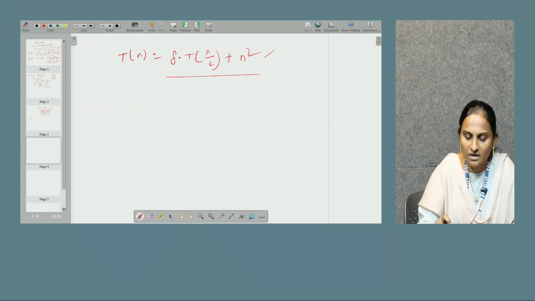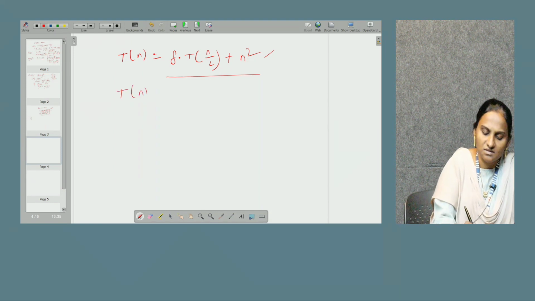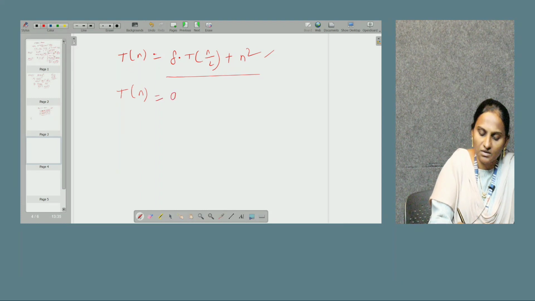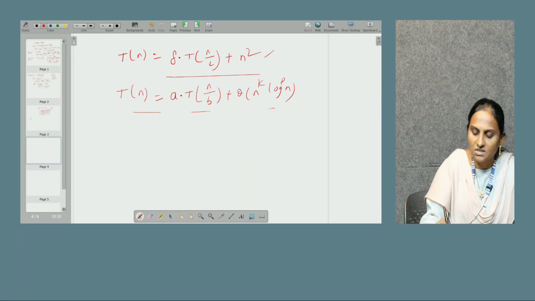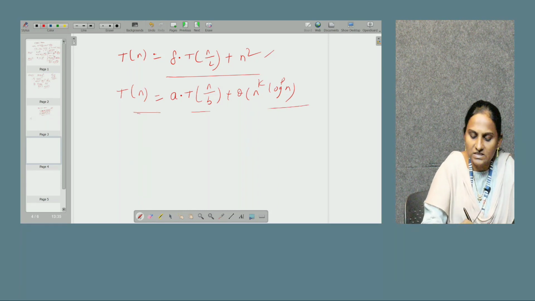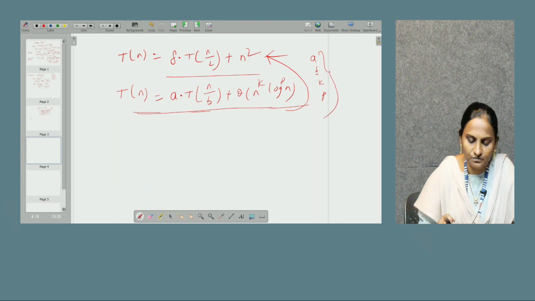How to compute the time complexity using Master's theorem? What is the recurrence equation of Master's theorem? T(n) = aT(n/b) + theta(n power k log power p n). This is the Master's theorem recurrence equation. This recurrence equation is compared with the given equation, then we will get the a, b, k, p values. Based on that we will move to the next step.